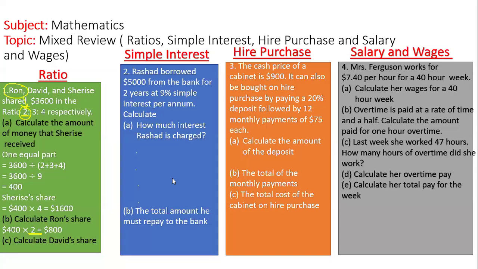Oh, I see what you're saying. But I want you to multiply 400 by 4. Okay. Multiply 400 by 4. All right.